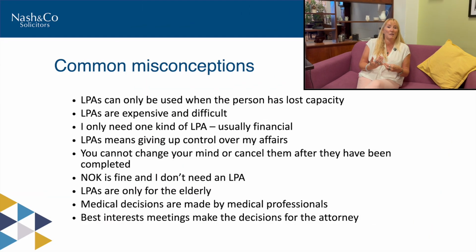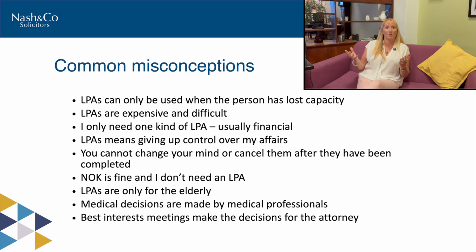Lasting powers of attorney are really expensive and really complicated. Actually, that's not true. The boxes are quite factual in lots of cases. So what's the name of the donor of the power of attorney? What's the name of the attorneys? What's their address? What's their date of birth? These are very factual questions and they're not complicated. The forms can be quite long, but you just have to go through them slowly. And the registration fee is £82 per LPA, and if you are of low financial means, then there is a fee exemption process.